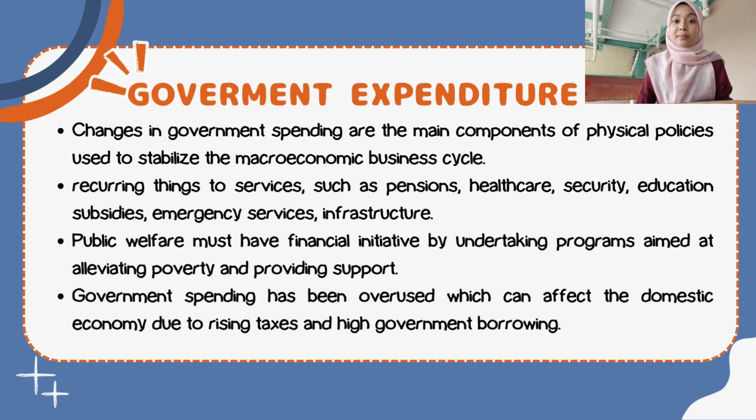First, changes in government spending are the main component of fiscal policies used to stabilize the macroeconomic business cycle, which is creating future benefits such as infrastructure investment or research expenditure as a government investment. Second, recurring things to survive such as pension, healthcare, security, education subsidies, emergency services. Infrastructure is the maintained or improved asset.